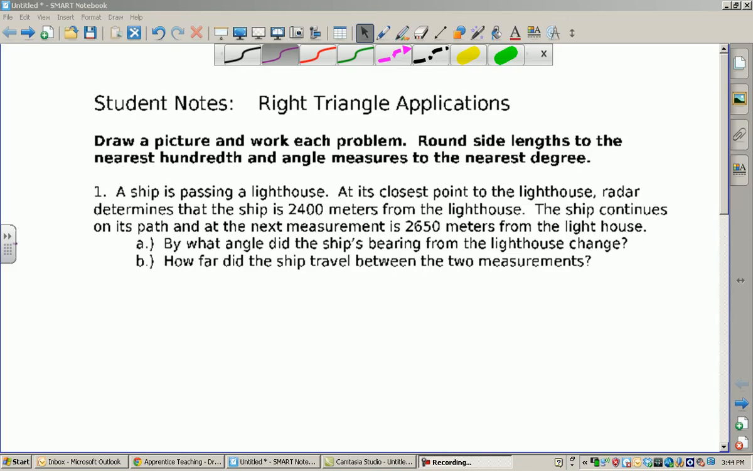Howdy y'all, this is Mr. M, and today we're going to be doing some special right triangles. This is actually our special right triangle applications. This is really useful, so why don't we just go ahead and start off the day with a problem.